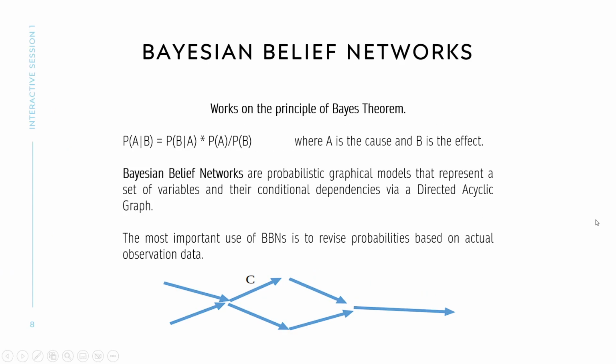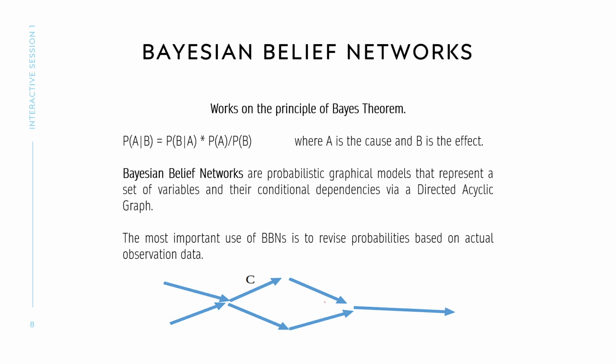So the most important use of these networks is, usually we'll start off with some probabilities we have in our models, like through some modeling we have found out some probabilities, but then we would actually want to update them based on our observations, right?